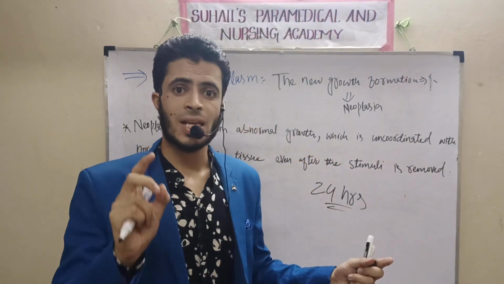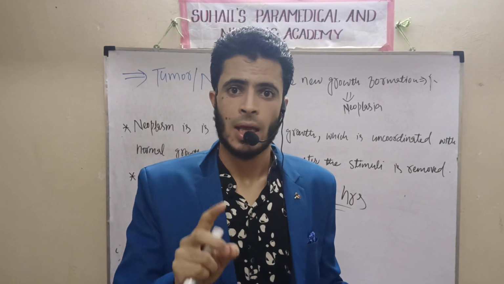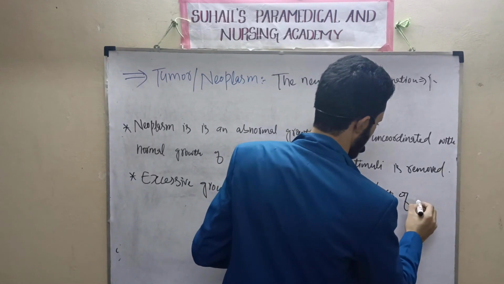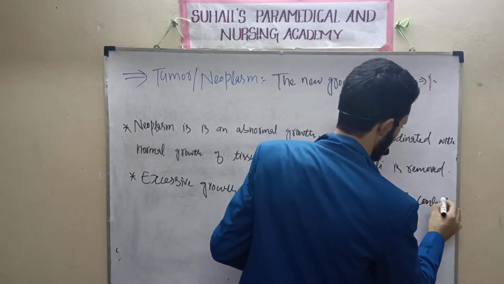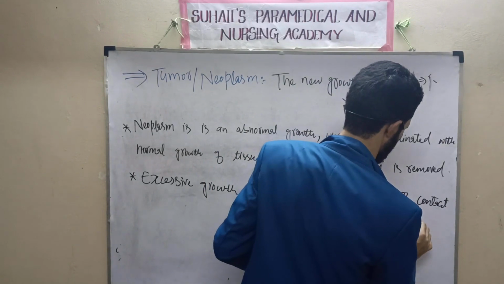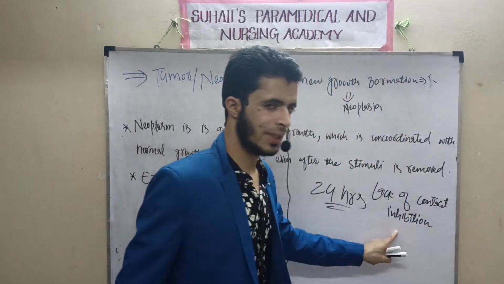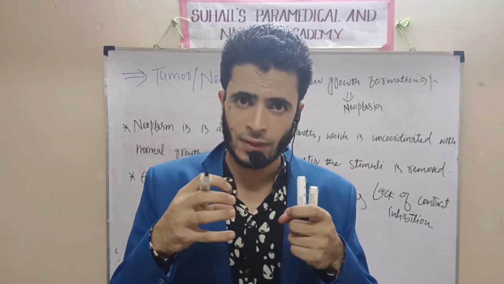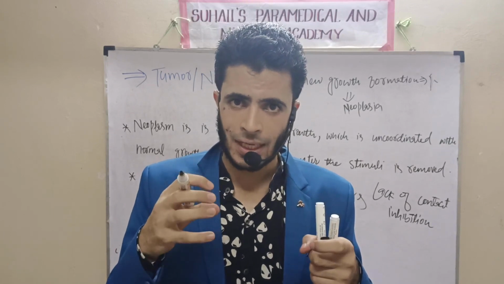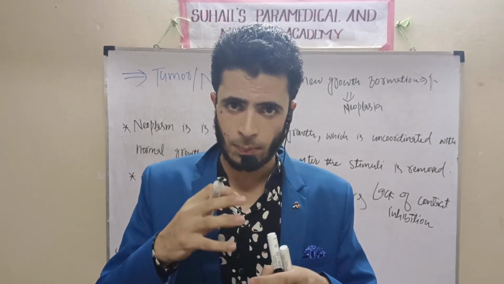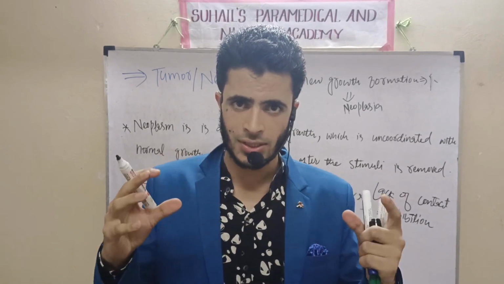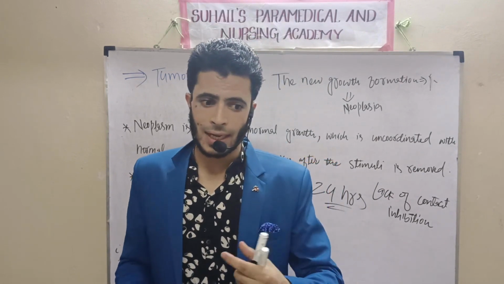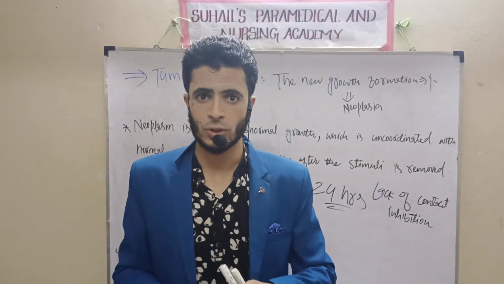Why does this happen? Because there is a lack of contact inhibition. What is contact inhibition? There is a special contact between the cells, a special mechanism that coordinates the cell division of many cells. When one cell divides, it triggers a chemical response in the other cells to divide too. So there is coordination.